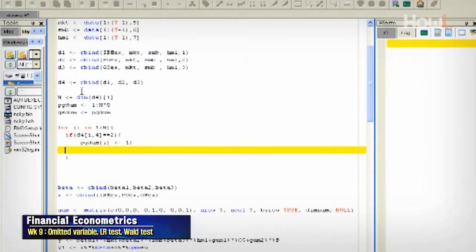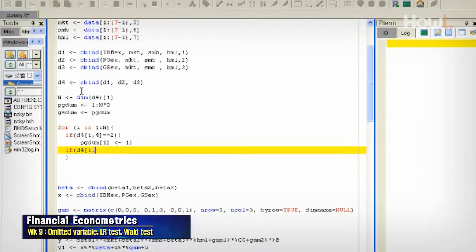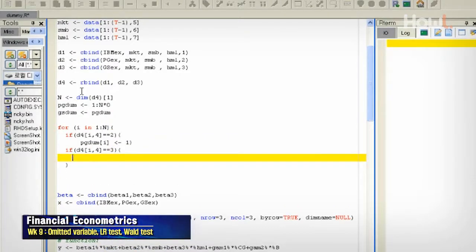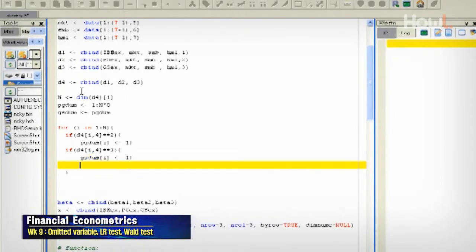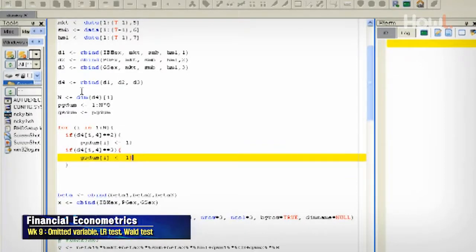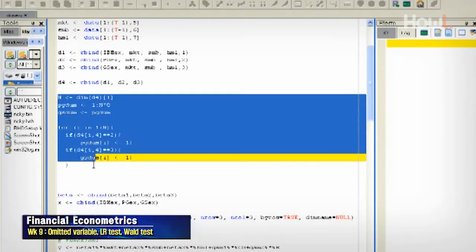and then if D4, 4, if that is Goldman Sachs, which is 3, then again I put GS dummy equals 1. Okay. Let me try this.